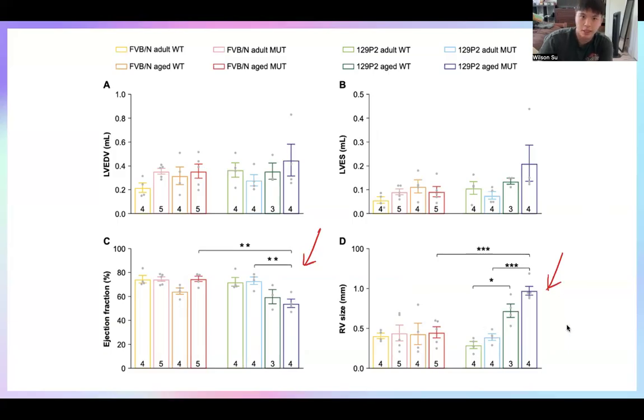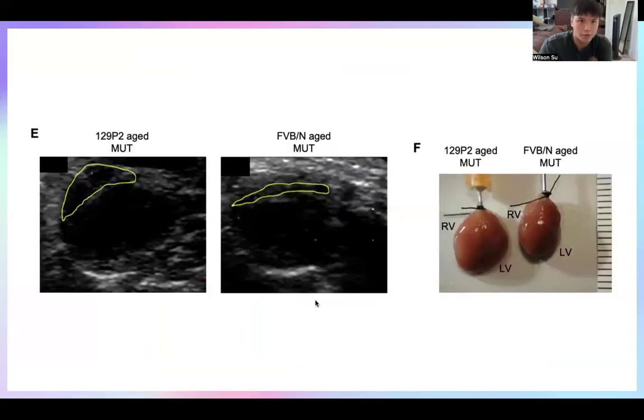And then the RV size is your right ventricle size. So they can also label this as ballooning if there's an enlargement of the right ventricle. As you can see, the aged mutants of the 129P2 strain exhibited a lot more of this change. This is demonstrated through the pictures. You can see in the 129P2 aged mutant strain, there is an enlargement right here that's outlined in yellow. And then on the right side where the F part is, you can definitely see where the heart is right here and how that's enlarged compared to the FVBN strain.